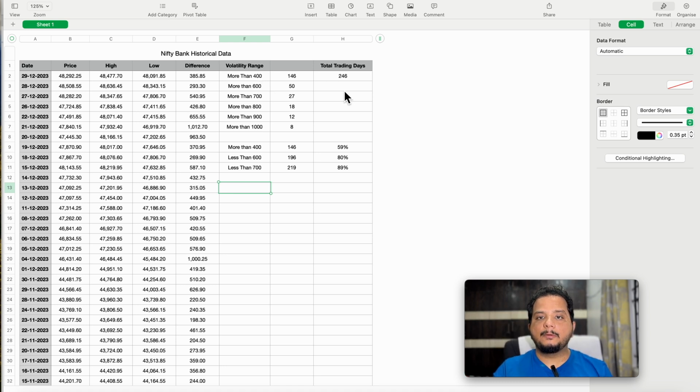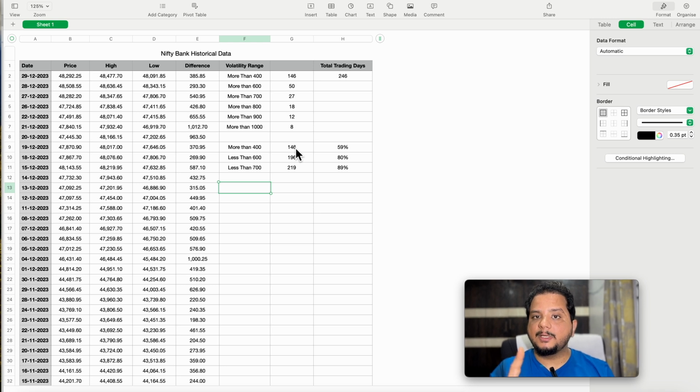And the total number of trading sessions in 2023 was 246 trading sessions, from 1st January 2023 to 31st December 2023. Out of these 246 trading sessions, I have filtered out the number of sessions where Bank Nifty traded more than 400 points. In 146 trading sessions Bank Nifty has traded more than 400 points. That amounts to 59%, rounding off to 60%.